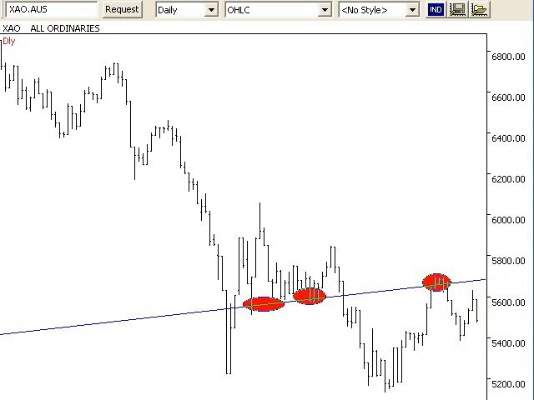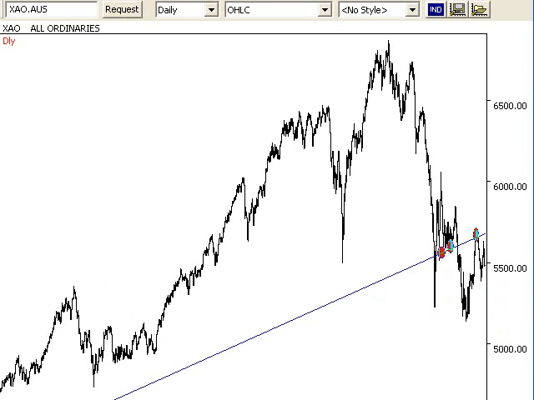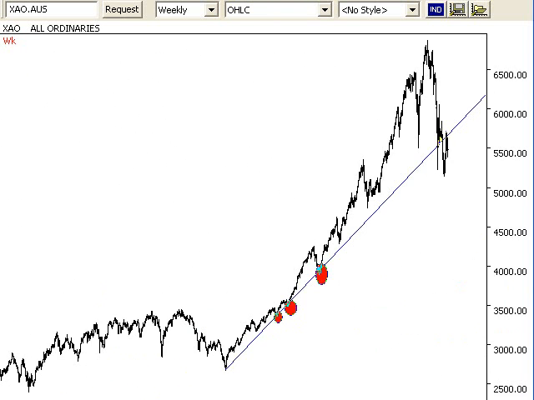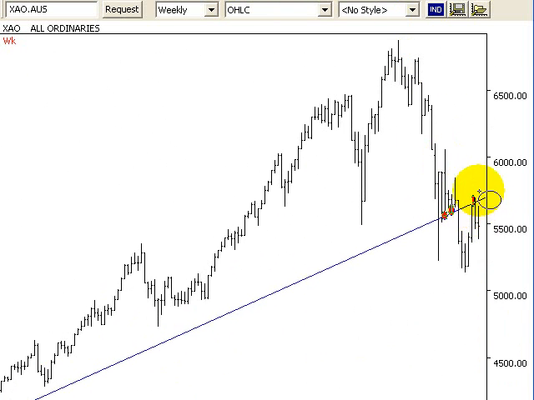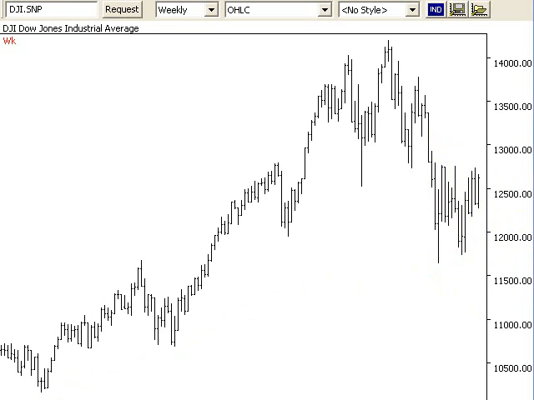What we can see on the Australian market, if we just bring it over to a weekly chart to get a good clear picture, is that this market still wants to go down because we're still making lower lows and lower highs. So the sellers in the overall market are still in control on the Australian market. Now, that's the Australian market. Let's go have a look at the Dow.